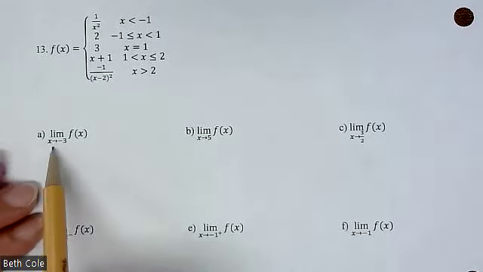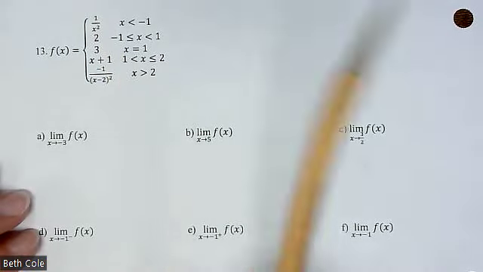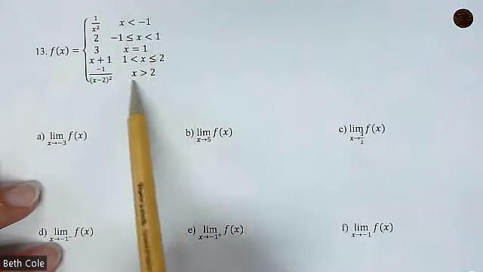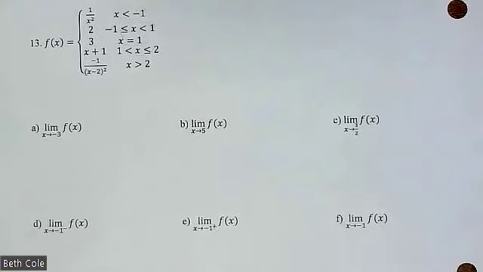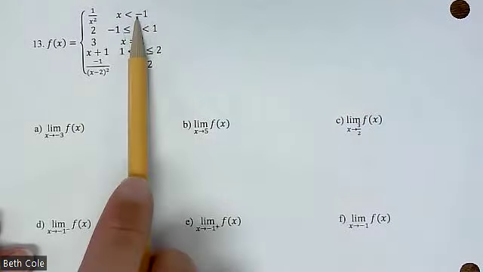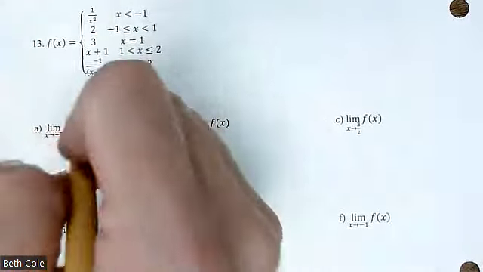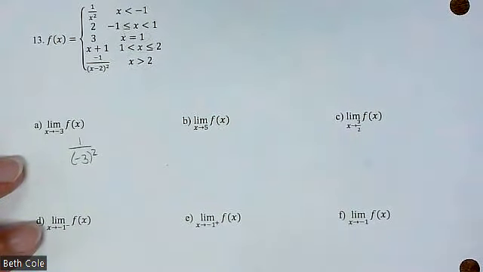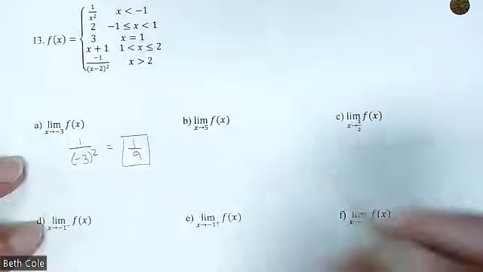Okay. So looking at this one, limit as x goes to -3. Which piece of the function does -3 live in? And you're going to look at these pieces of information over here. So which piece of the function is -3 in? The first one, do you see what I'm saying? -3 is smaller than -1. All you're going to do is plug in -3. So it'll be 1 over -3 squared. Just, hey, Miss Cole, you just plugged it in? Yep, that's it. And so what's that going to equal? 1/9. That's all you got to do.